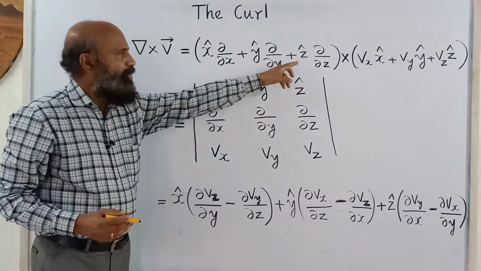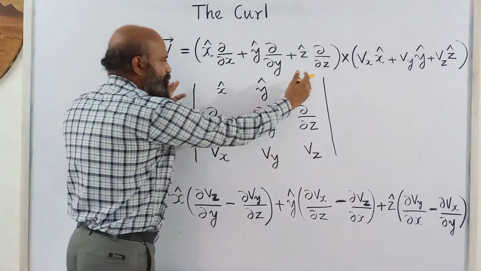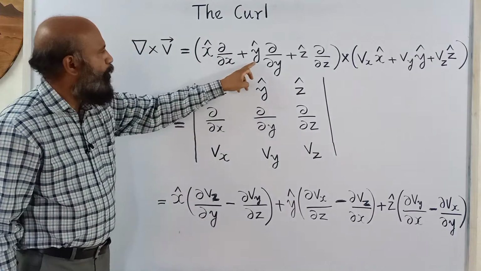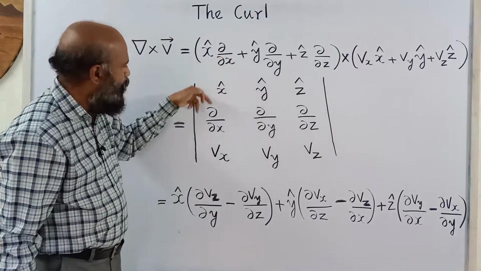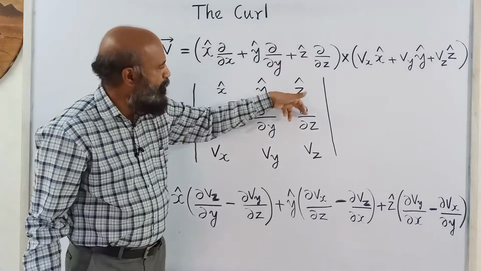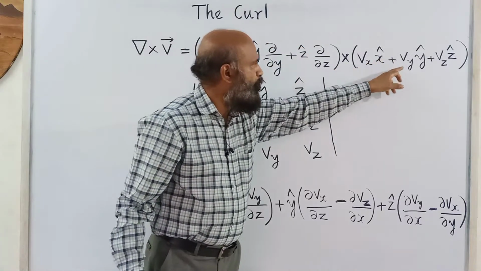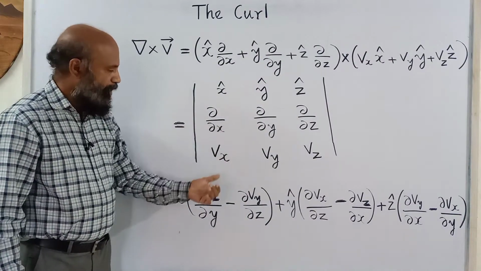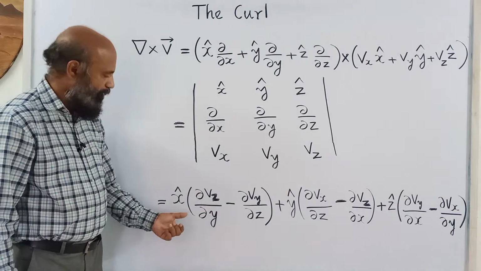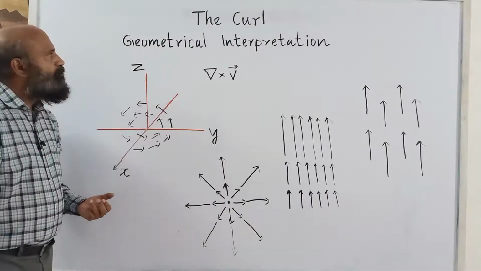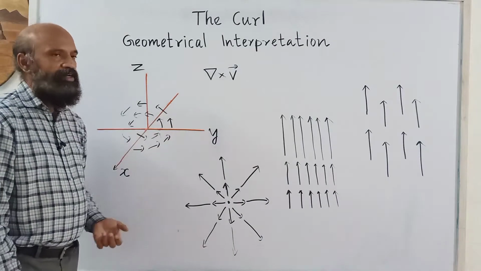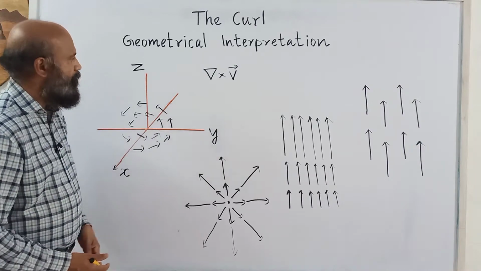This cross product can be written as a determinant. So x cap, y cap, z cap, then dou by dou x, dou by dou y, dou by dou z, then vx, vy, vz. This determinant can be written like this. Now let us see the geometrical interpretation of the curl.